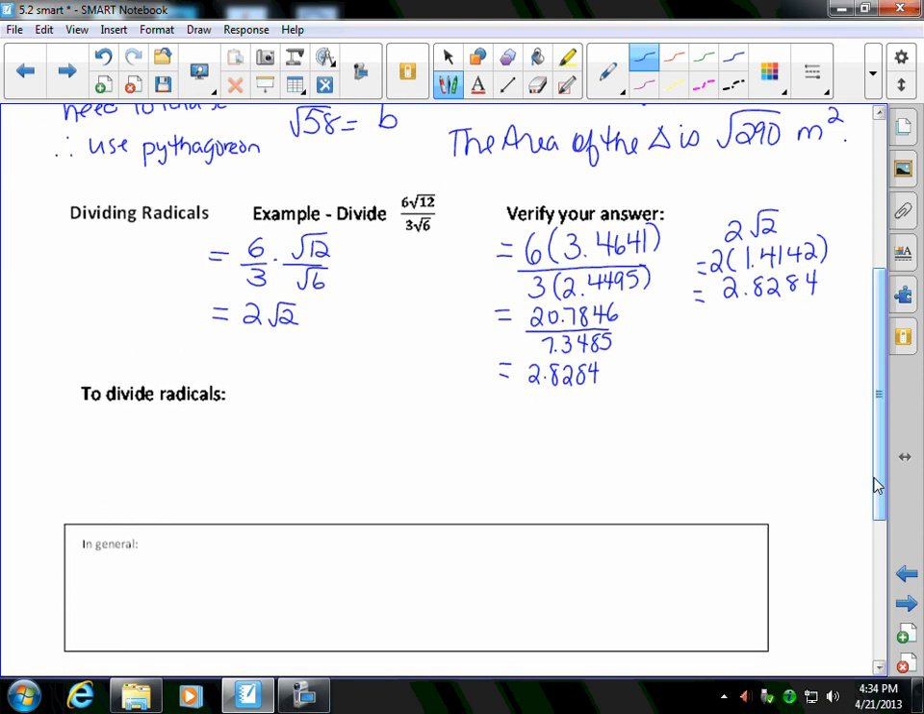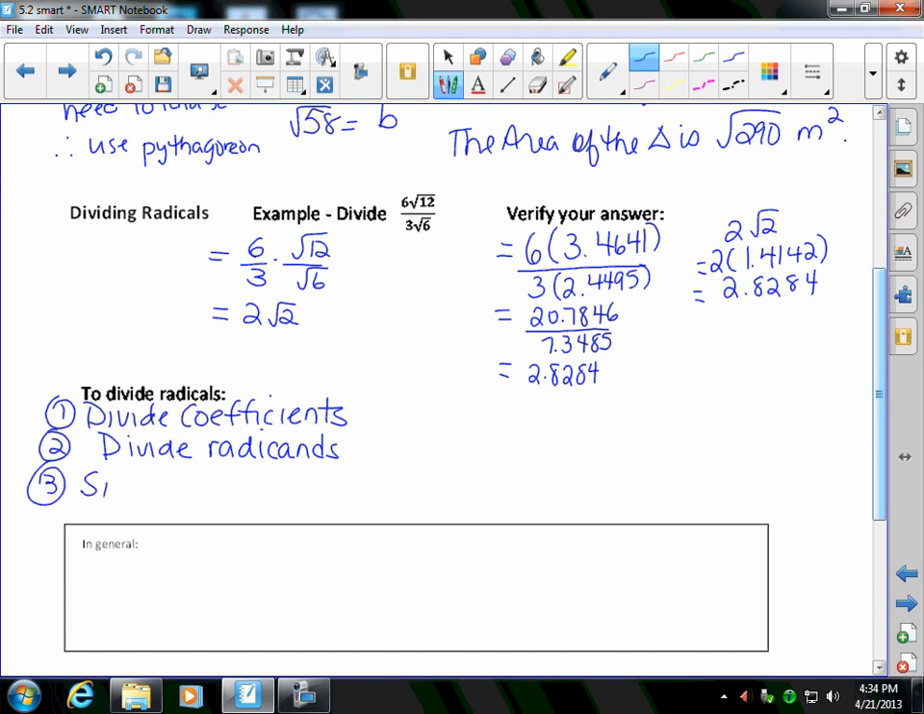So to divide radicals, same basic steps as multiplying. I divide coefficients. I divide radicands, so that's the numbers inside the radical sign. And then if I need to, I simplify. So if this question had ended up being 2 square root 8, then I would have had to simplify that square root 8 into 2 square root 2.